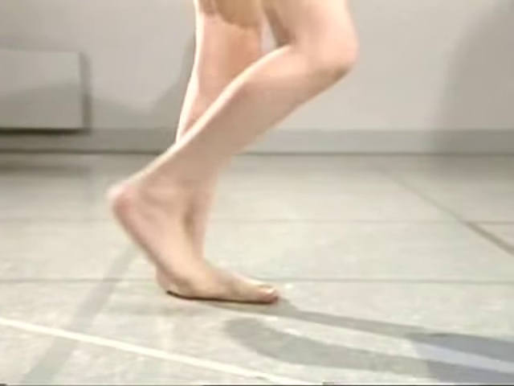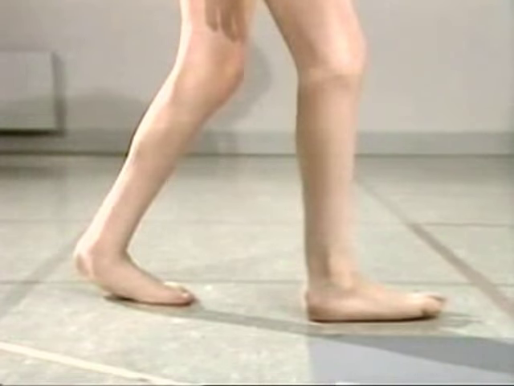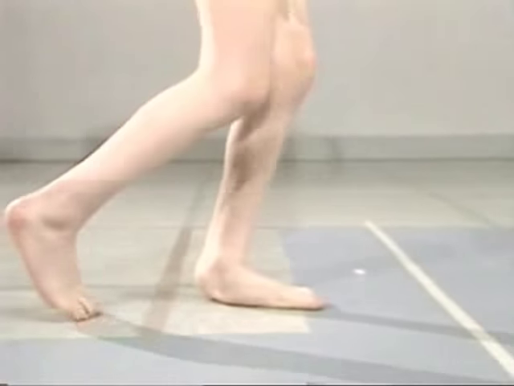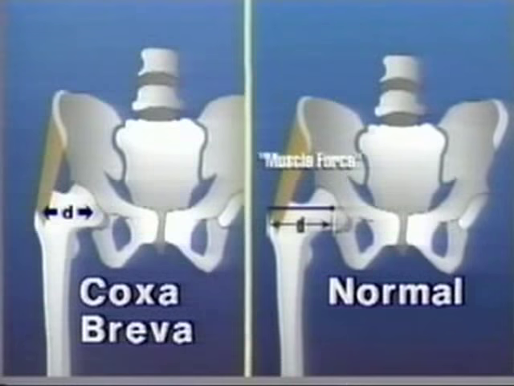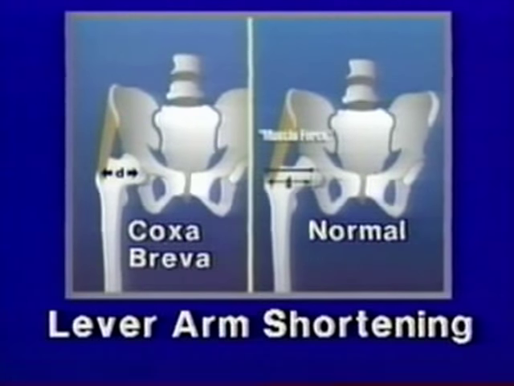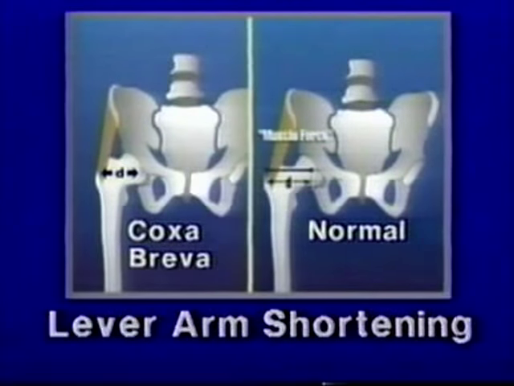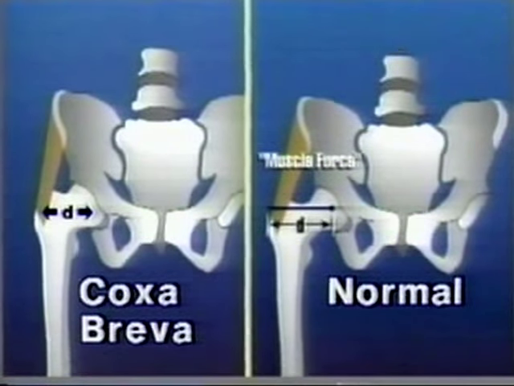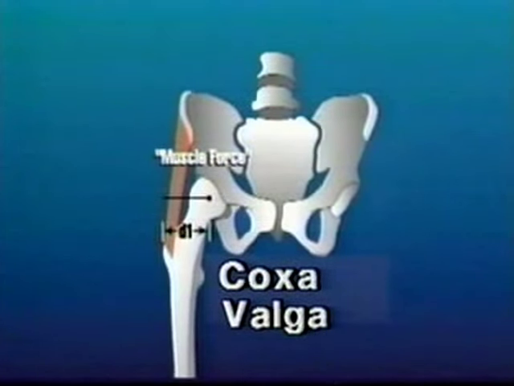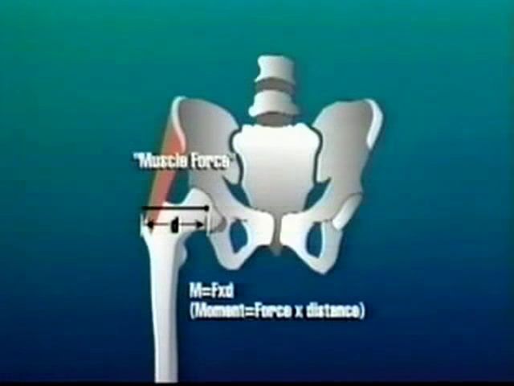With pes valgus, the loss of rigidity creates a situation not unlike trying to lift up a stone with a rubber crowbar. A simple example of lever arm shortening is coxa breva of the hip, where there is a true shortening of the neck of the femur. Another example is coxa valga, where the neck shaft angle of the femur is increased. The effect in either case is a reduction of the distance to the center of the hip joint.